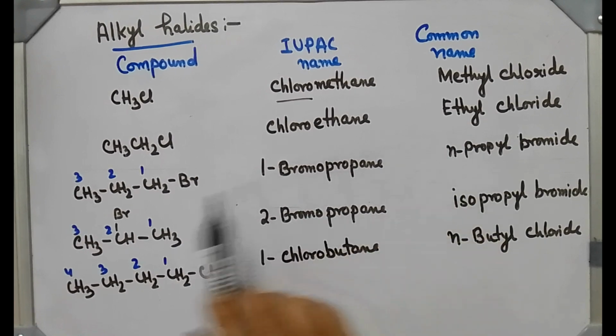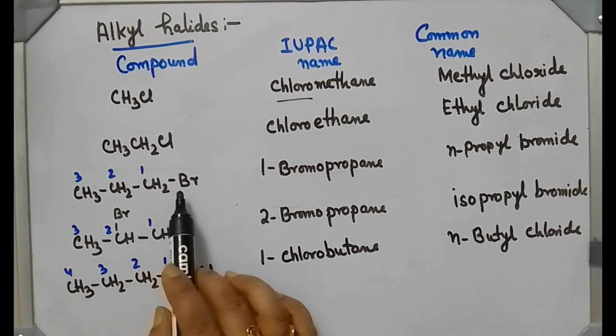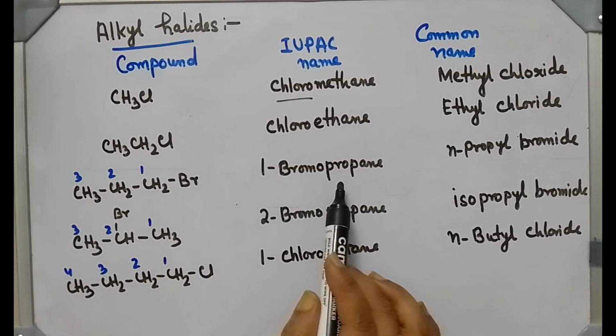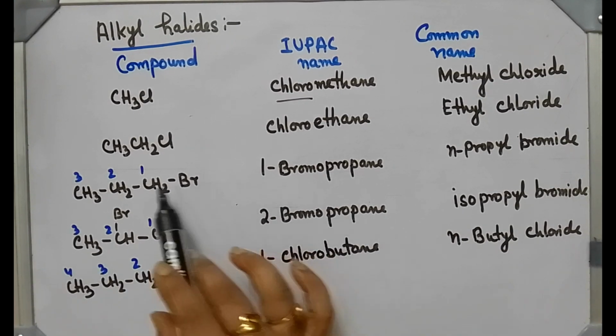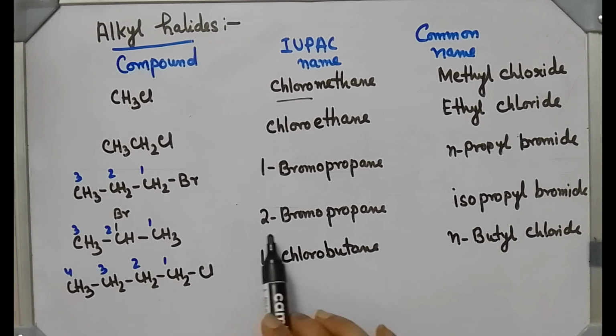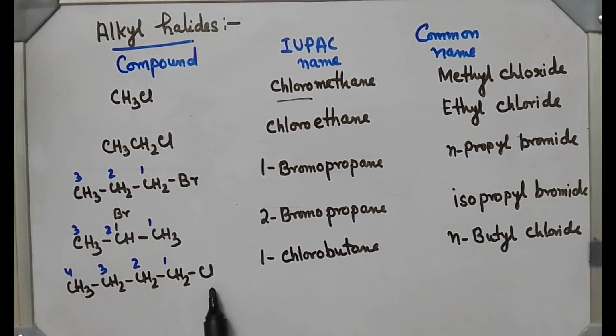Common name ethyl chloride. In this one you have to do numbering of the main chain. At position 1 bromine is there, so you have to mention the position: 1-bromopropane. See here at position 2 bromine is there, so 2-bromopropane. Common name of the first is n-propyl bromide and of this one isopropyl bromide. For this carbon chain, 4 carbon atoms are there. You have to do numbering of the main chain. At position 1 a Cl group is there, so 1-chlorobutane or common name n-butyl chloride.